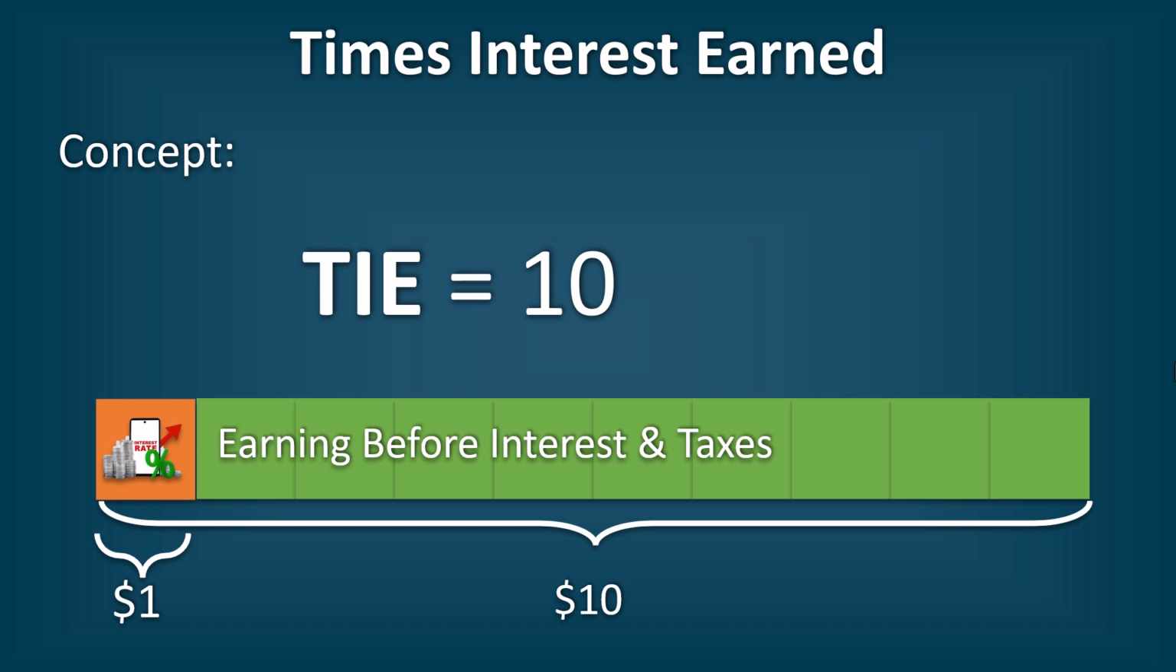If the ratio were lower, say below 1 or 2, it would indicate that the company is struggling to generate enough profit to pay its interest. That was all about the times interest earned ratio.